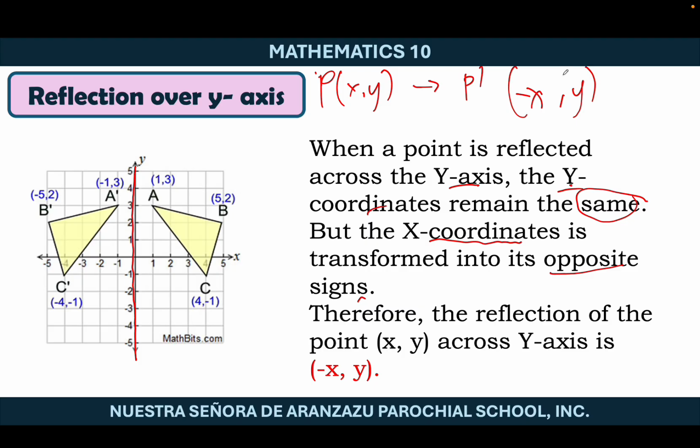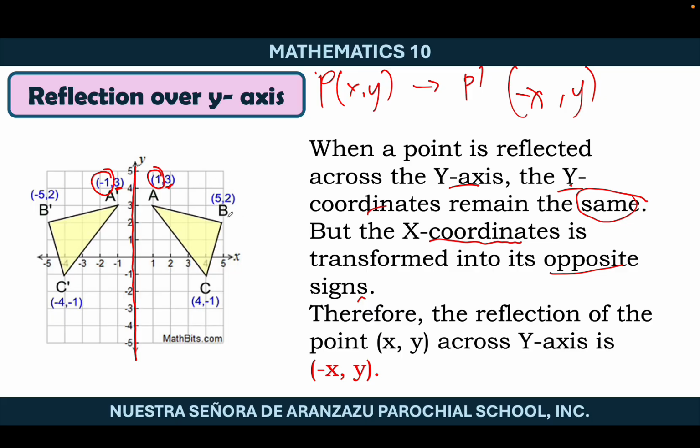So, this is an opposite of the first case of the reflection. So, that is our second rule. For example, our point A is (1, 3). To transform this one, we copy y, so the 3 will remain. Then, change the sign of your x. So, from positive 1, this will become negative 1.